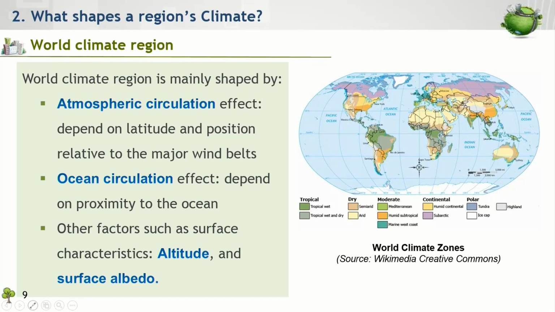In addition to the effect of ocean circulation and atmospheric circulation, there are also other factors that can affect the regional climate. This includes the characteristics of the Earth's surface, such as topographic features, whether the area is a low-lying or a highland, and the surface albedo, which depends on the type of surface cover, whether the area is covered by vegetation, by ice, by rock, water, or just bare land. So we will talk about all these factors in the next few slides.